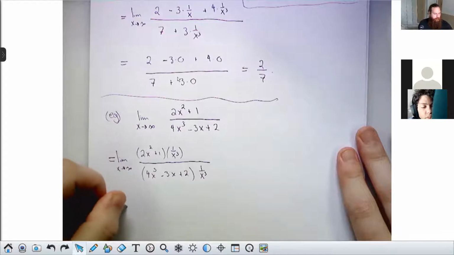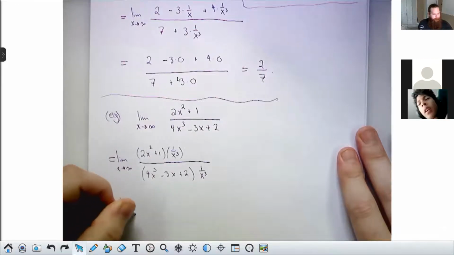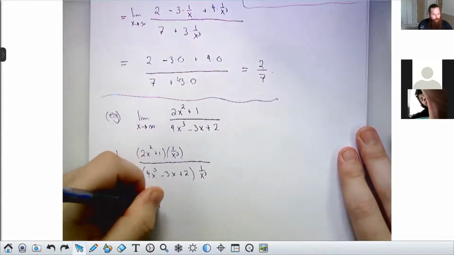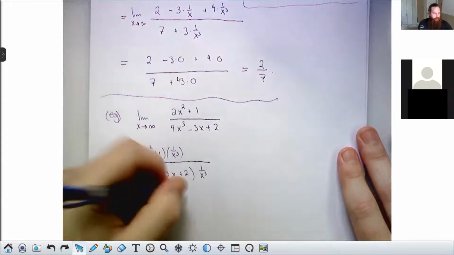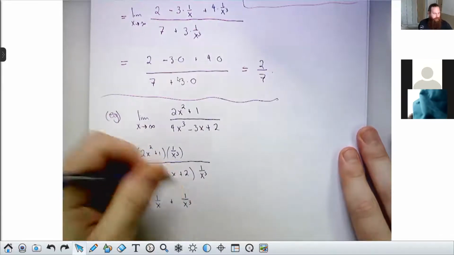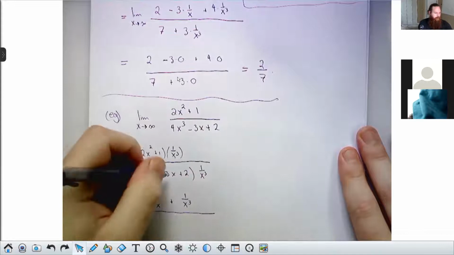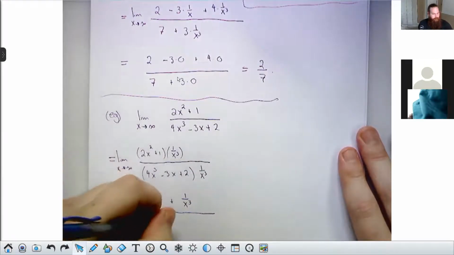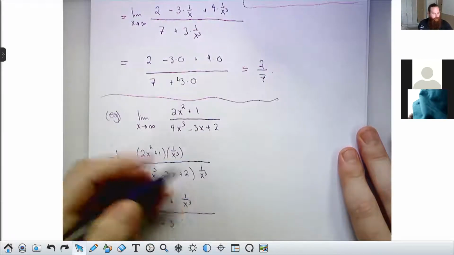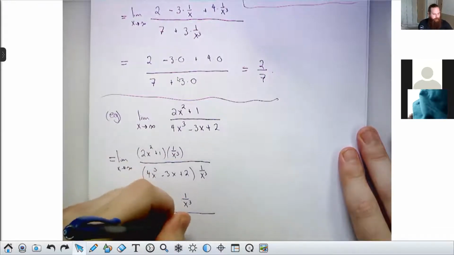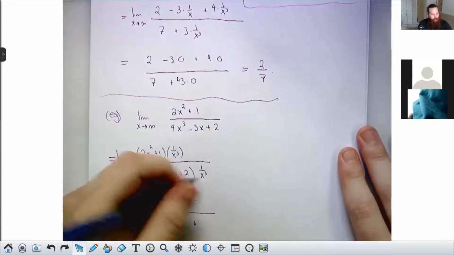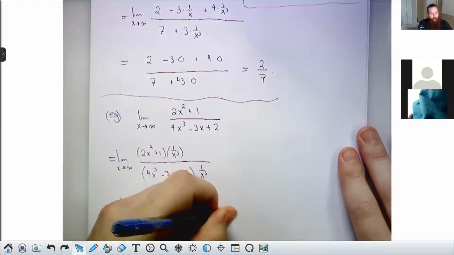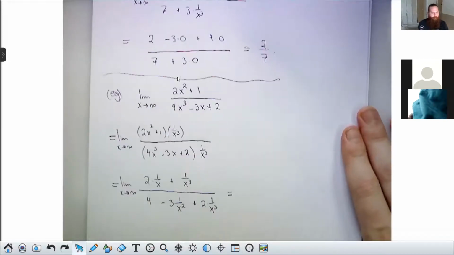And when we distribute, 2x squared times 1 over x cubed, that's 2 times 1 over x, plus 1 times 1 over x cubed is 1 over x cubed. And then downstairs, 4x cubed times 1 over x cubed, that's 4, minus 3 times x times 1 over x cubed is 1 over x squared. And 2 times 1 over x cubed is 2 times 1 over x cubed. And the same rules lead us to the result here.